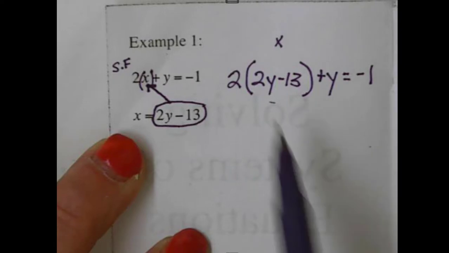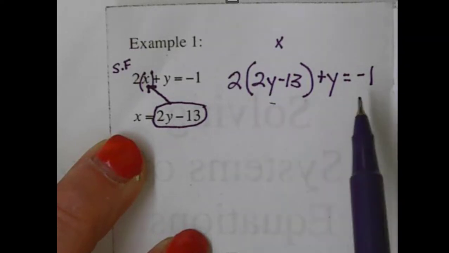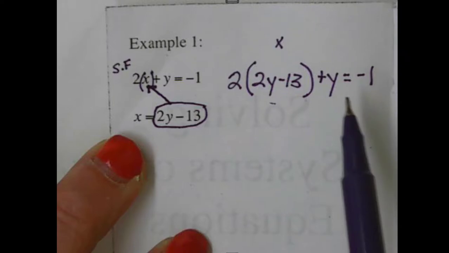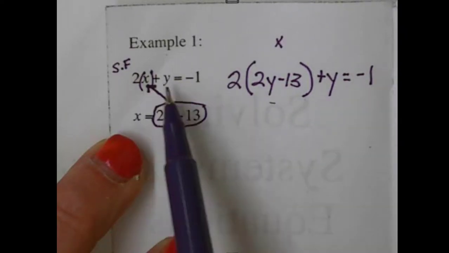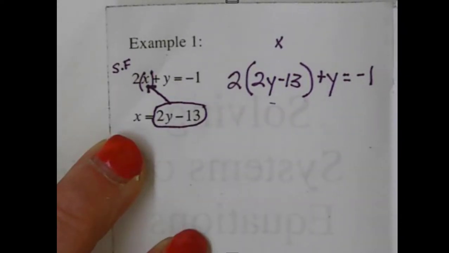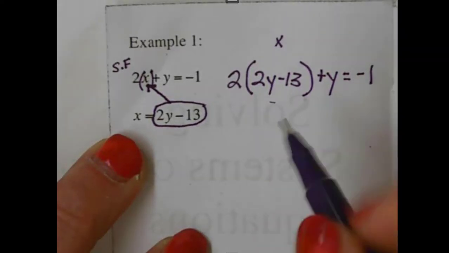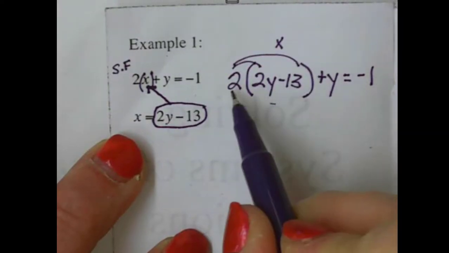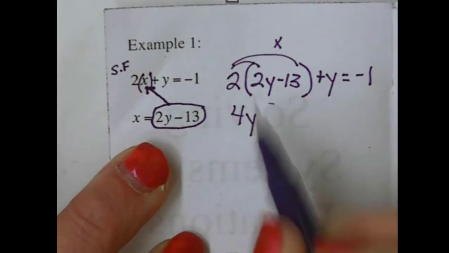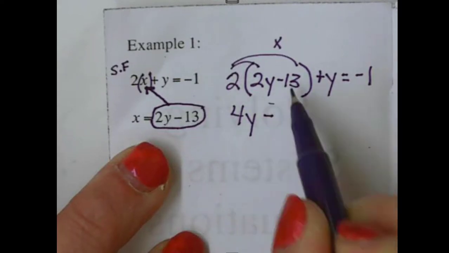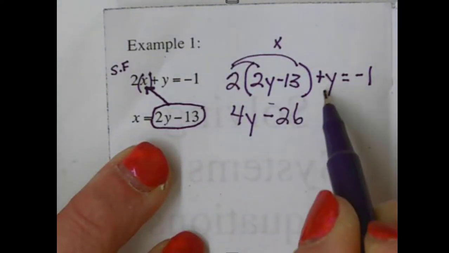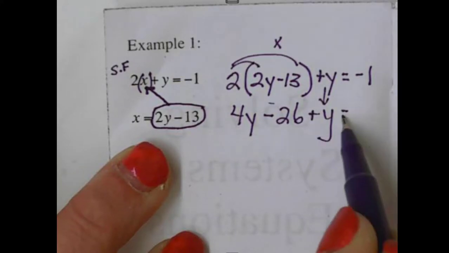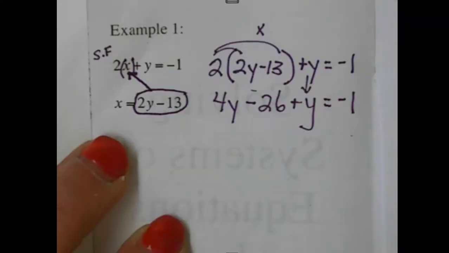Now the reason we want to do that is now we have just the variable y. We can solve for that and find out what that is. When we have two variables, we cannot solve for either variable. Sometimes we have to distribute, and that's what we're going to do first here. 2 times 2y is 4y, minus 2 times 13 is 26. We bring down this plus y equals negative 1.